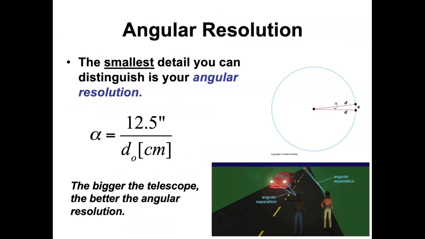One more thing. When you have a bigger mirror, you also have a clearer image. You can see smaller angular details. This is a little hard. This is a little more complicated. So let's think about this for a second. All right.